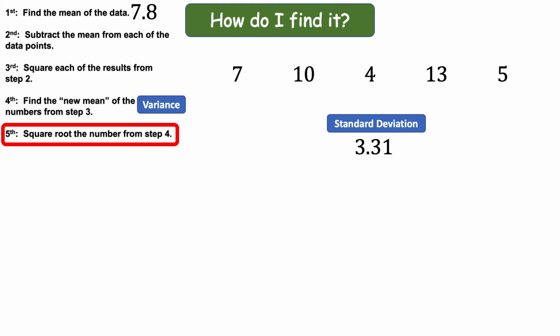Okay, just those 5 steps. Like I said, it's basically finding the mean 2 times, some adding and subtracting, and that's it. Okay, it's a lot of small steps.